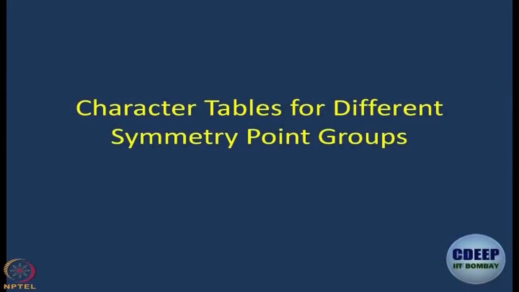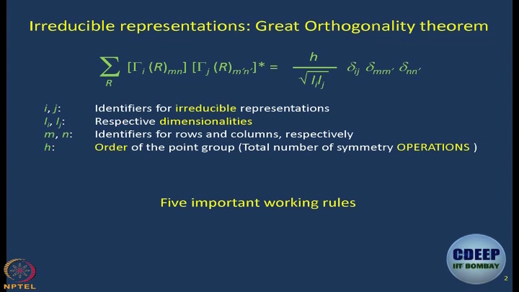We will continue our discussion of character tables. We started from the great orthogonality theorem, which we have not derived, but we explained that for irreducible representations the elements of the transformation matrices behave like a set of orthonormal vectors. That is what the great orthogonality theorem translates to.